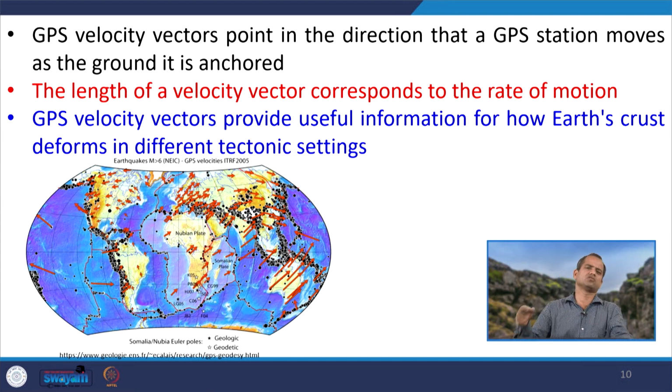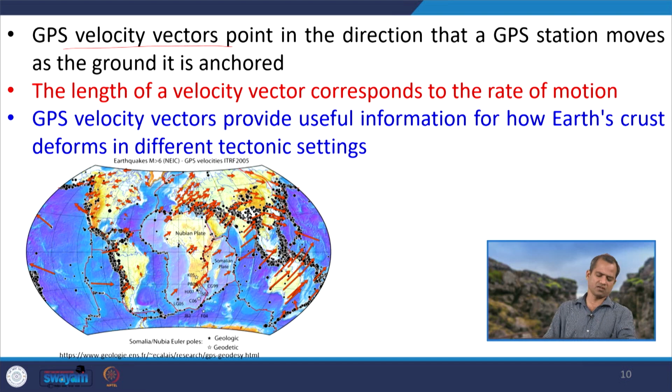And anyway, GPS is giving us a velocity, that means a speed and a direction, in which direction this plate is moving, at what rate it is moving. And the GPS velocity vectors point in the direction that GPS stations move on the ground, as it is anchored, and the length of the velocity vector corresponds to the rate of motion. GPS velocity vectors provide useful information for how the earth's crust deforms in different tectonic settings.